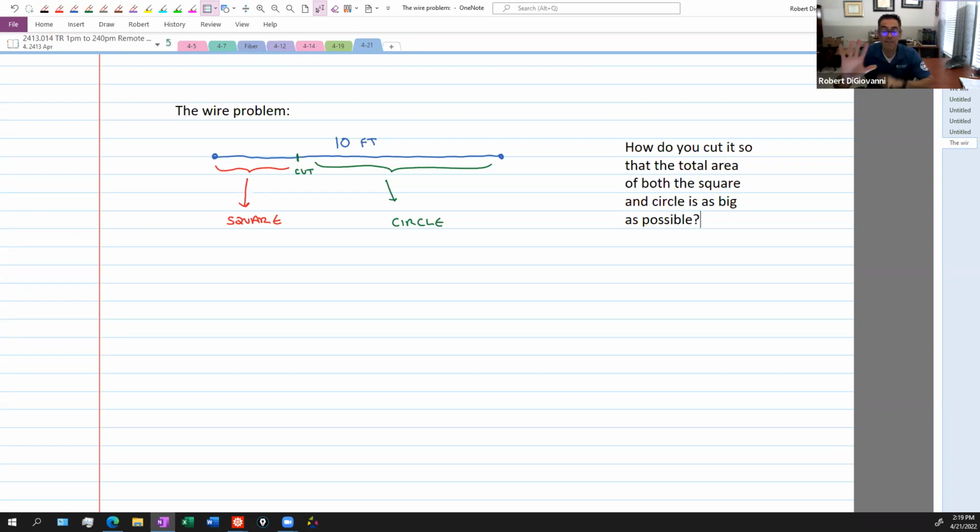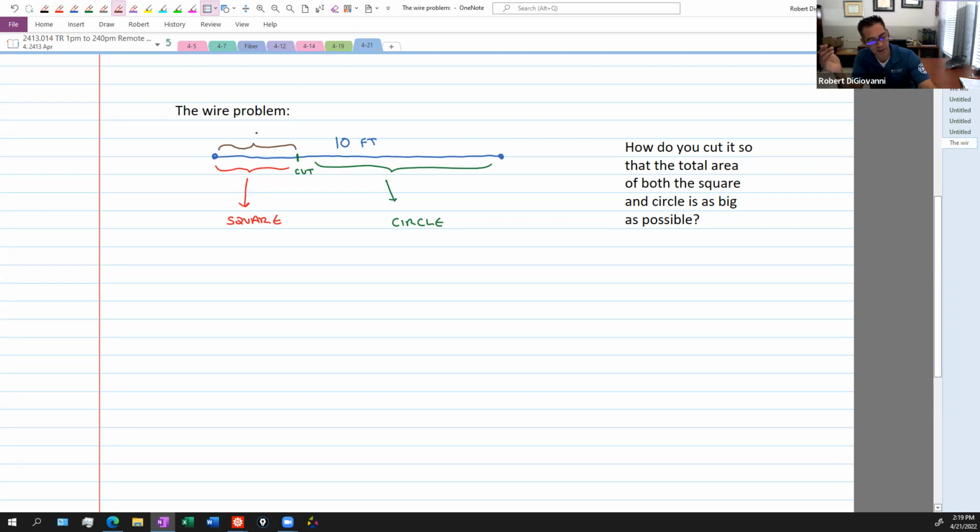So think about this. One scenario is that I don't cut it at all. If I don't cut it, I'm either going to make a square out of it or a circle, like all square or all circle. Does that kind of make sense? We have to pick a distance. We have to figure out where we want to cut it. We're going to cut it somewhere.